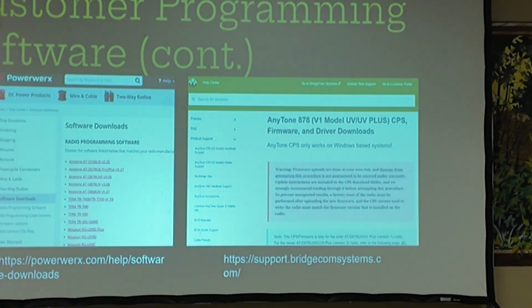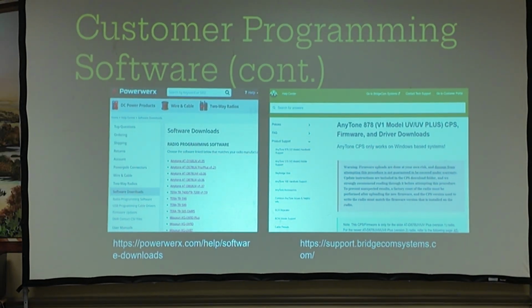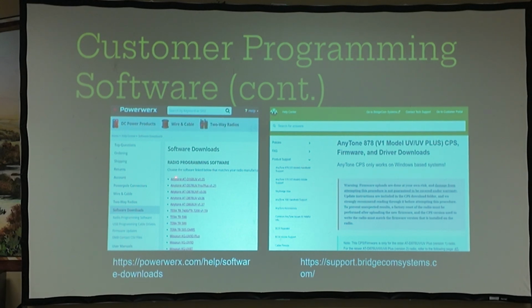If you have an amateur radio DMR, your vendor is going to be the best place to get your CPS if you don't already have it. PowerWorks and Bridgecom both keep pretty up to date. I only have one Anytone radio, but it looks like you've got to have a different program for each model. So if you had an 878 and an 878-2, you'd have to download the software two different times.